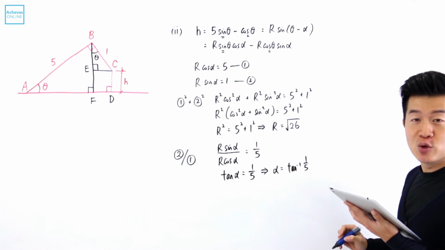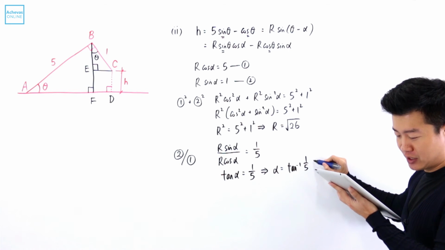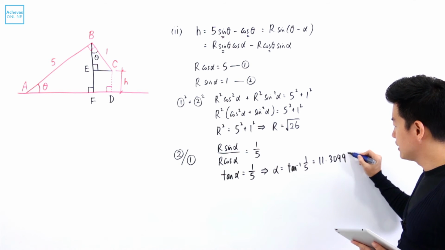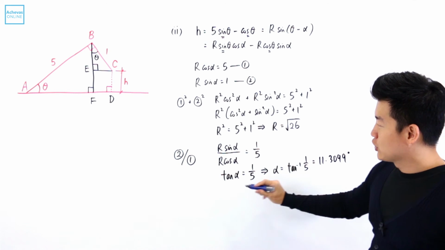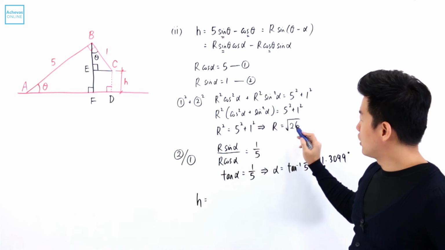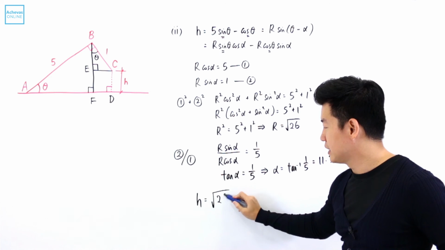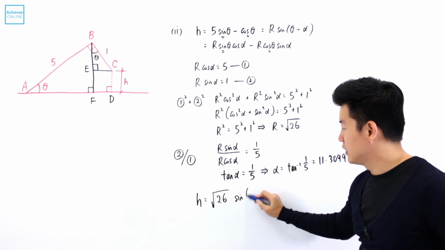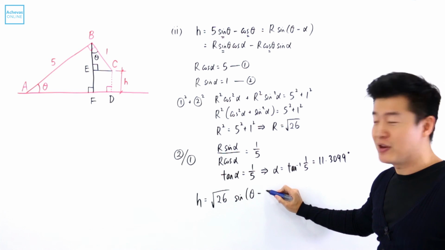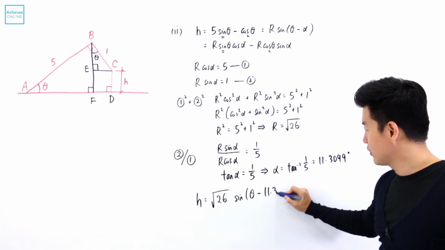Since alpha is an acute angle that is given to us by the question, this is equal to 11.3099 degrees. So this tells me that h can be re-expressed as r, which is square root of 26, sine of theta minus alpha, giving it to just 3 significant figures. This is 11.3 degrees.